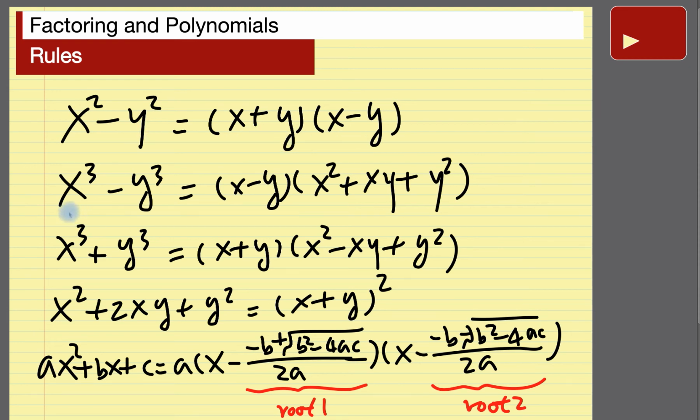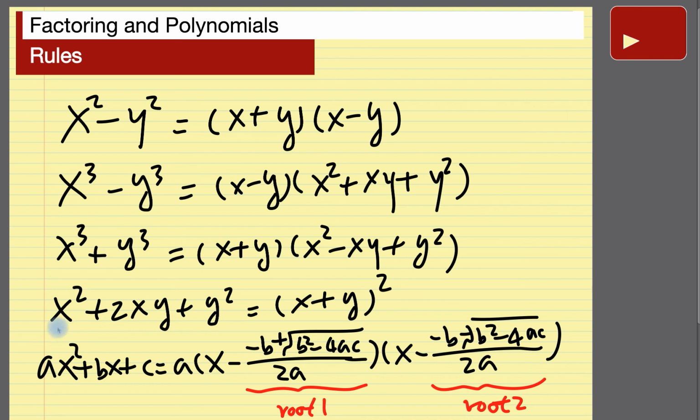The second type is x cubed minus y cubed, or any kind of cubed minus another cube. This is equal to x minus y times this. You have x cubed plus y cubed, and this can be factored as such.